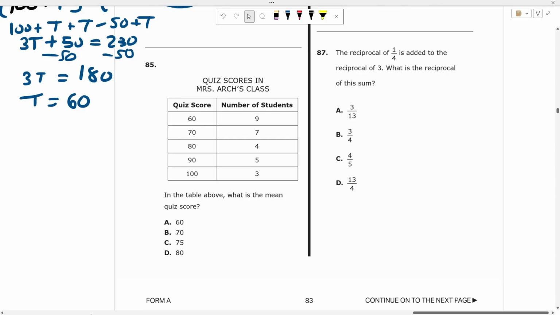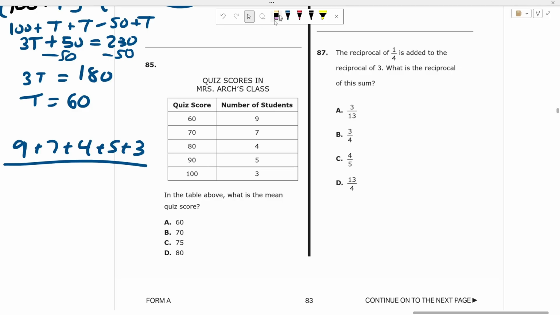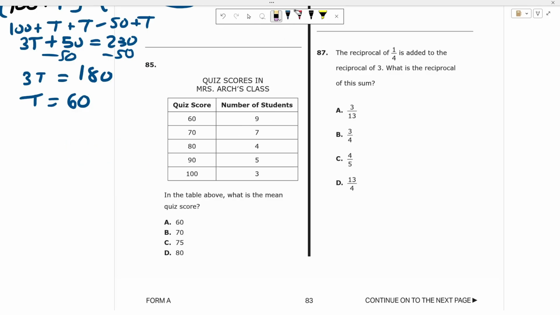In the table above, what is the mean quiz score? So they're asking you to find the mean. Now, the way that you're going to do this is you're going to add up every single person's test score and divide it by the total amount of people in that classroom. Okay? So you're not going to do 9 plus 7 plus 4 plus 5 plus 3. That should not go in your numerator. That's wrong. Why? Because this is not the score. Those are the number of students.